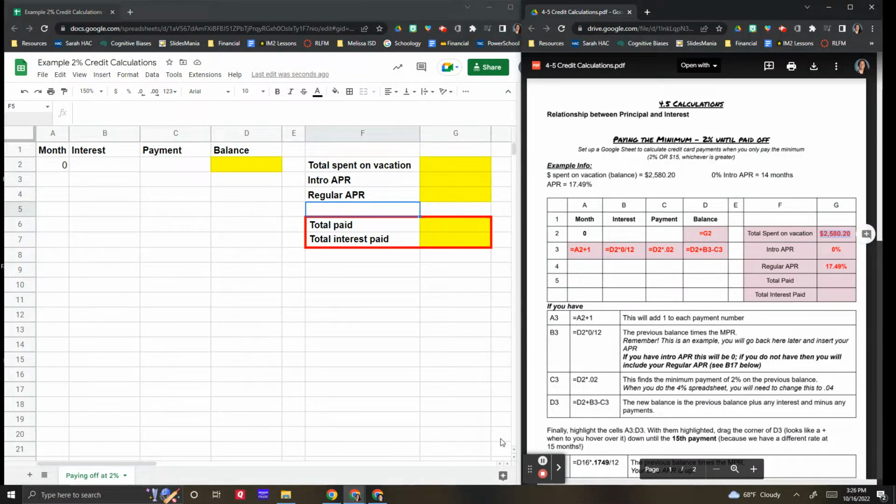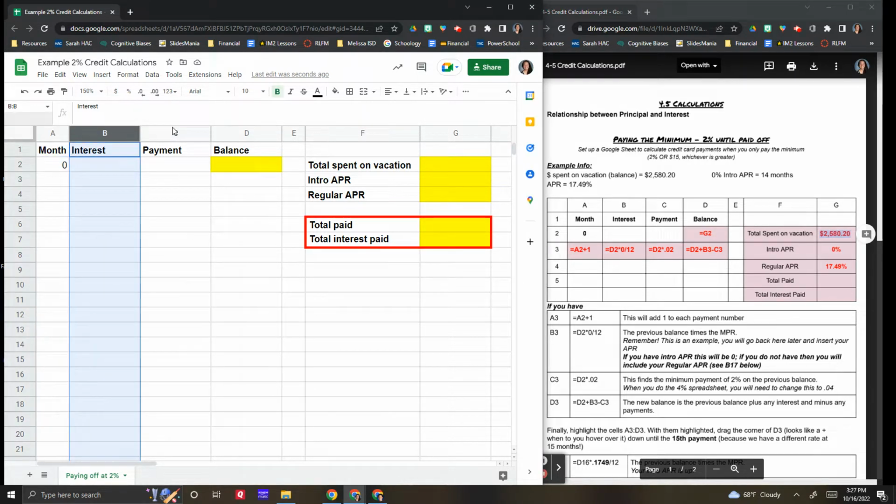So this is a tutorial to walk you through how to complete the 2% credit card spreadsheet. Just a quick introduction when it comes to using Google Sheets or even Excel. These top letters across here are called our columns. There are columns across the top that are named by letters and rows along the side, which are numbers.